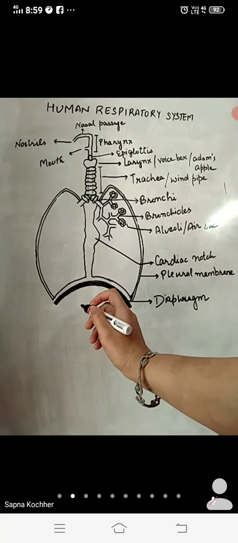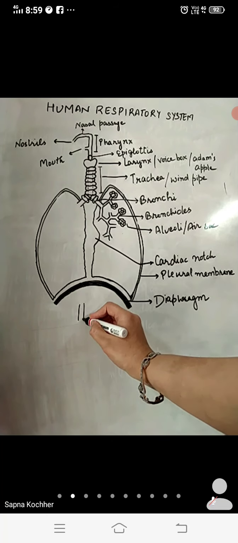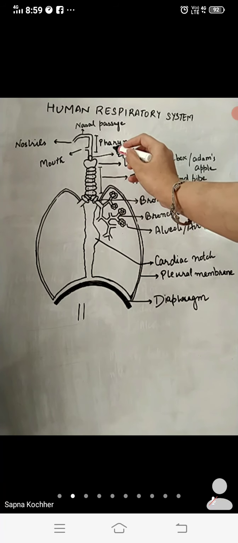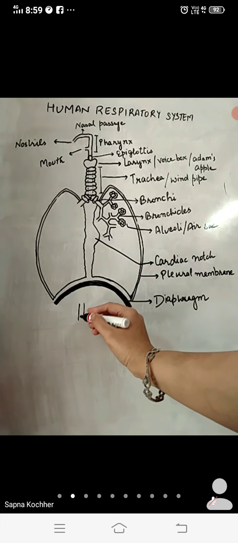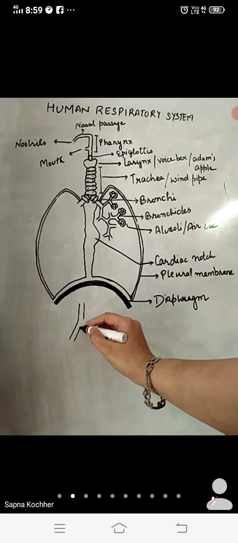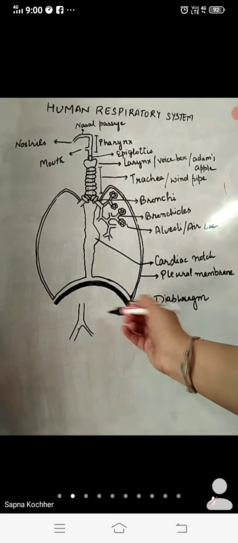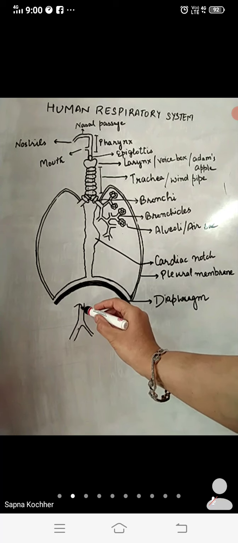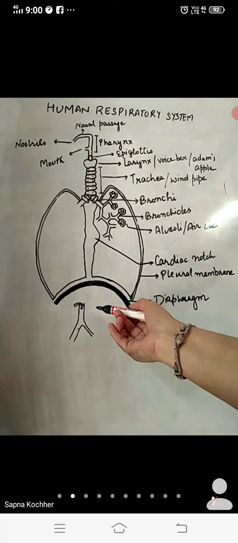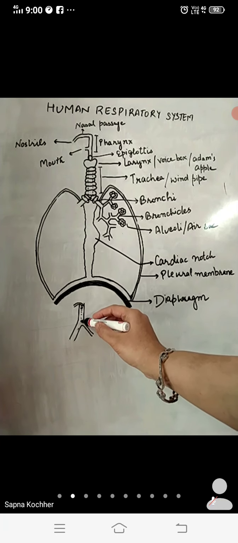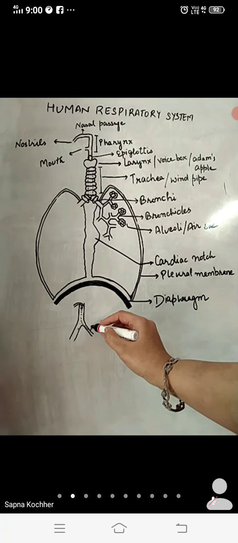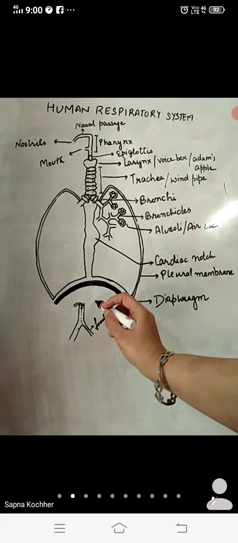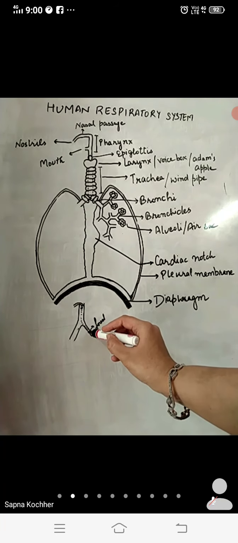Just in the rough sketch, I can show you, if this is the main combined part of the nostrils and the mouth, that is the pharynx region. After this pharynx, there is the start of two pipes: one is the windpipe, another is the food pipe. Now when you are taking your air and food through the mouth, or through the nostrils, which way will it lead? The food has to go to this food pipe only, not to the windpipe.